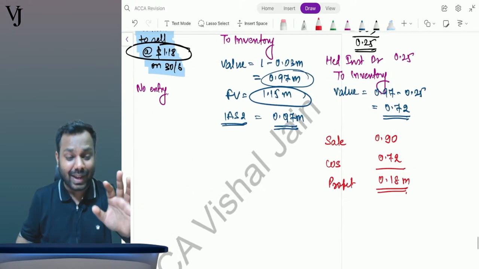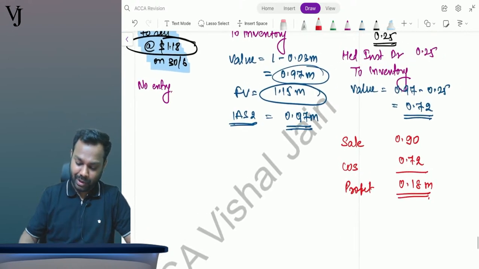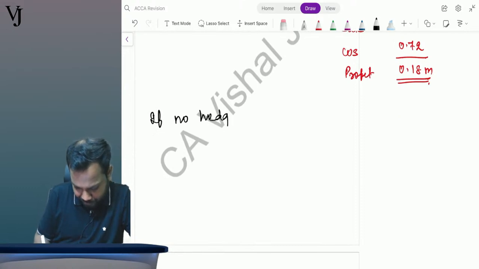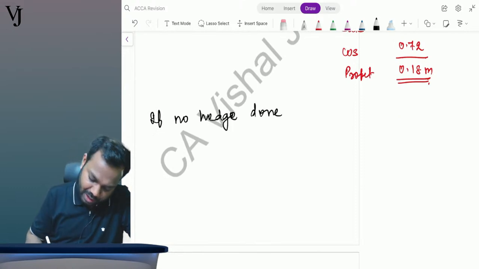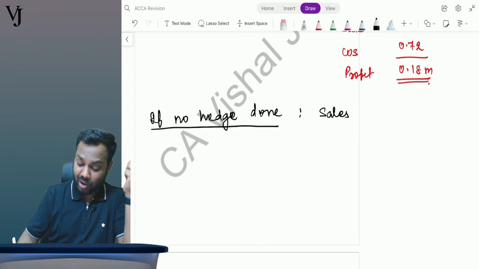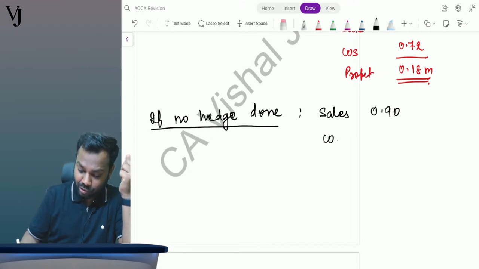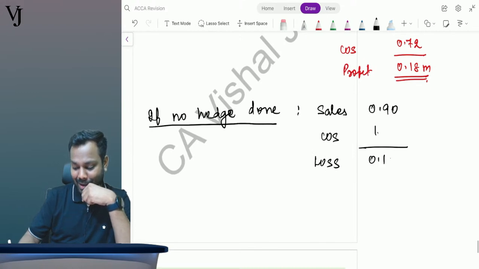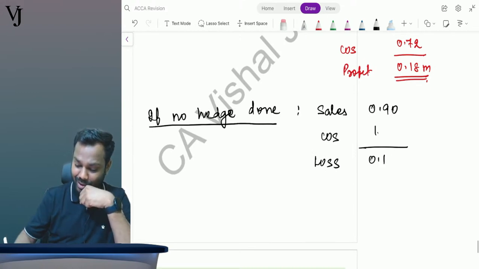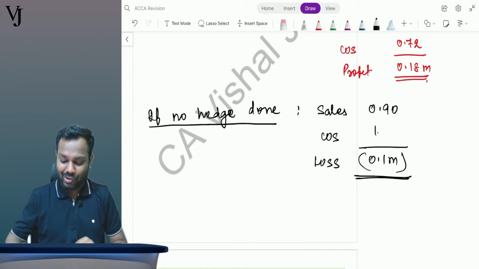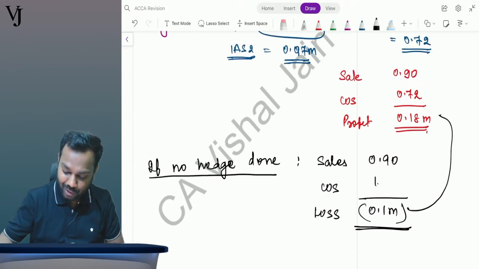Let me explain how the hedge instrument helps you. If no hedge had been done, what would have happened here? You would have recognized your sales at 0.9 and your cost of sales at 1 million, and your net loss would have been 0.1 million. Now, since you have done the hedging, you are in a profit of 0.18 million.